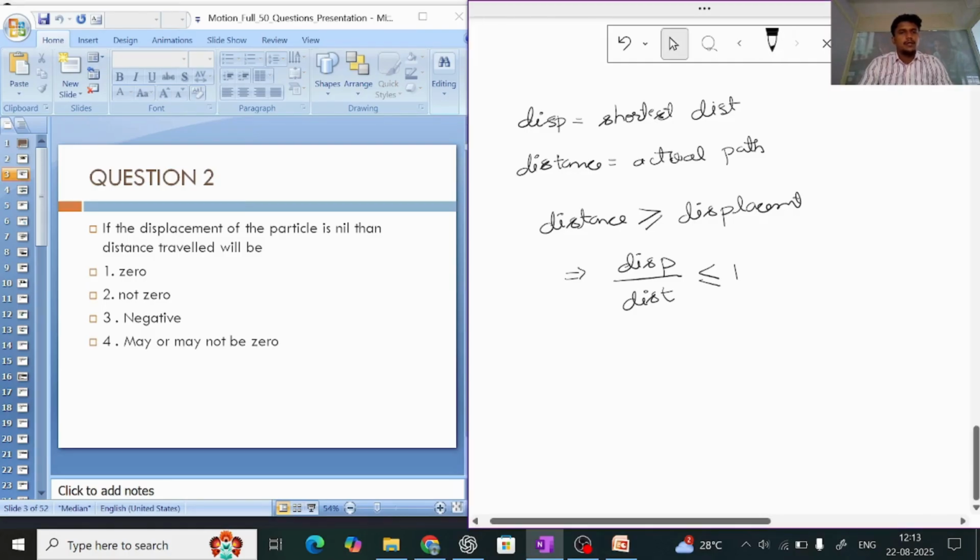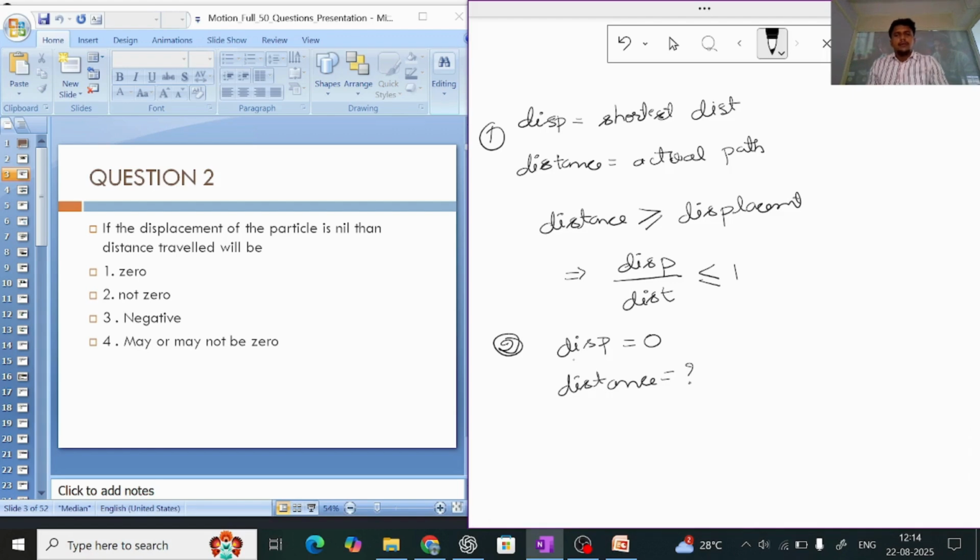Let's go on to the next question. Here they have said that if the displacement of the particle is 0, then we need to find what the distance traveled is. Distance is equal to question mark. If the displacement is 0, we will get to know that the object has returned to its original position. Then displacement will be 0, but the distance will never be 0 or negative. So the distance will not be 0.